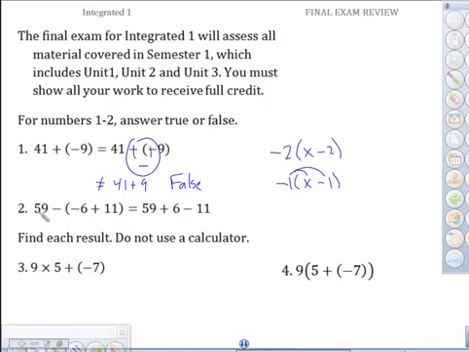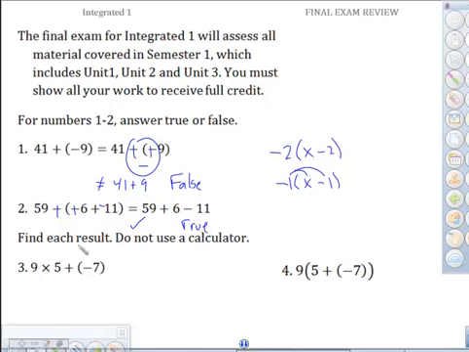Okay? Next, again we see the sleepy guy, but this negative 1 is going to both of these terms. So that's going to become a positive. So watch, we can leave, change, and then take the opposite of each of these if you wanted. So we have 59 plus 6 minus 11. Over on this side we have 59 plus 6 minus 11. And so that checks out. So this one is true.